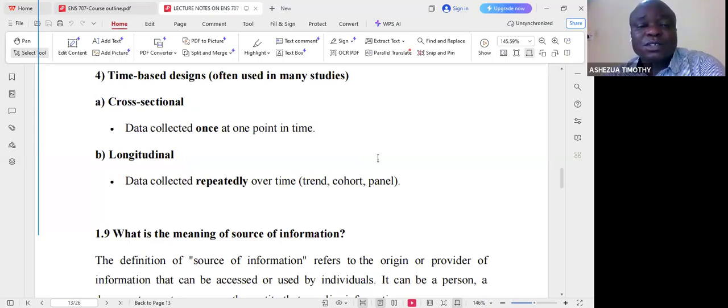Next subtopic we're going to be looking at is the source of information. But before we go into source of information, based on what we have done so far, do you have any question?